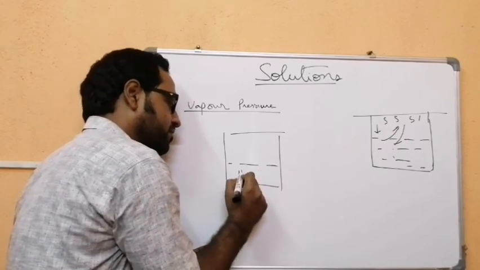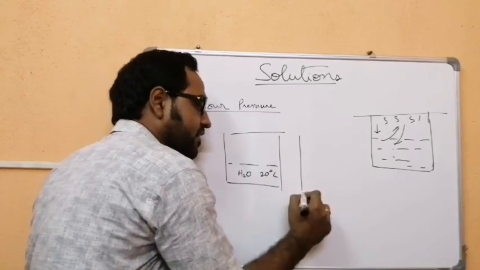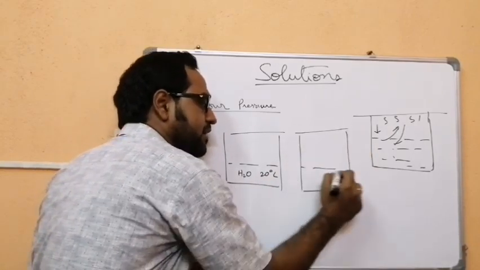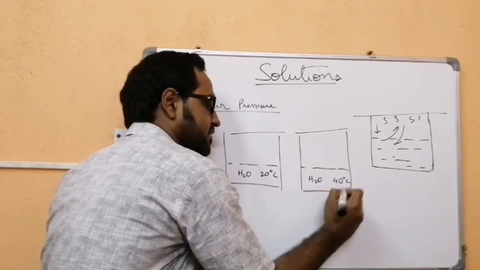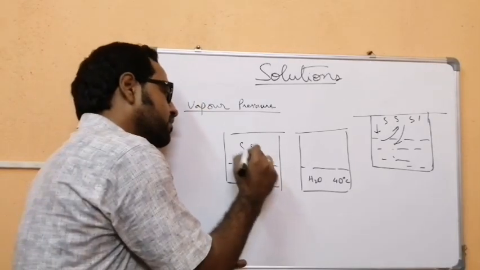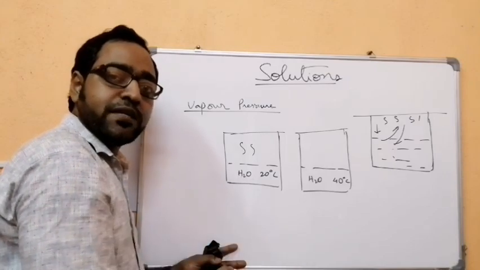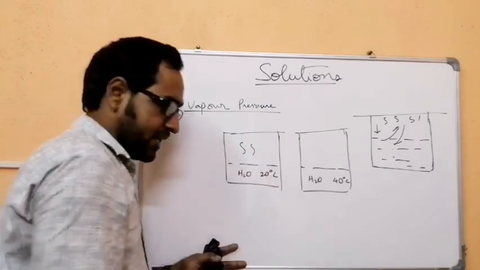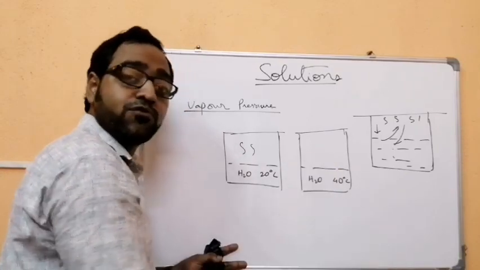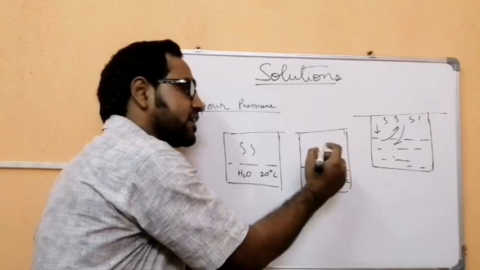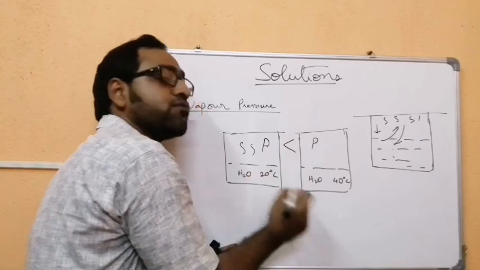You have water at say 20 degrees Celsius. In another container you have same water at say 40 degrees Celsius. Now in case of the first one, 20 degree, the evaporation rate will be less, and so amount of vapor will be less. In case of 40 degree, evaporation rate will be high and the amount of vapor formation will be high. So in case of 40 degree, the vapor pressure will be greater than the vapor pressure in case of 20 degree.